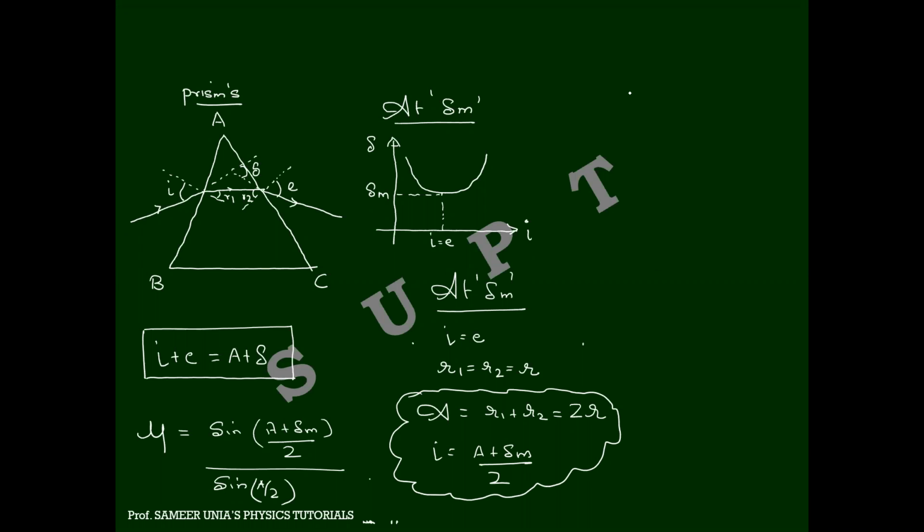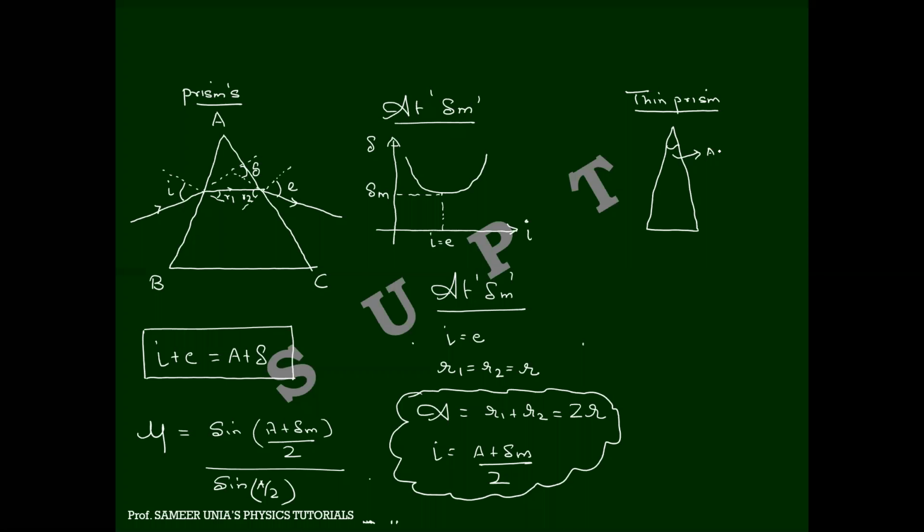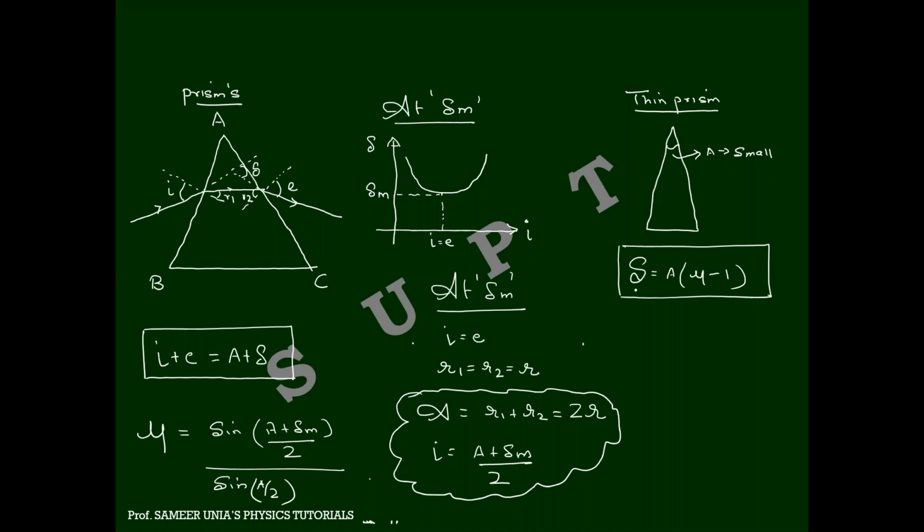Similarly, if I talk about thin prisms, thin prism कौन सा होता है जिसका refracting angle is very small. A is small. So delta का formula will become A into mu minus 1. This is angle of deviation. पता ही रहेगा.